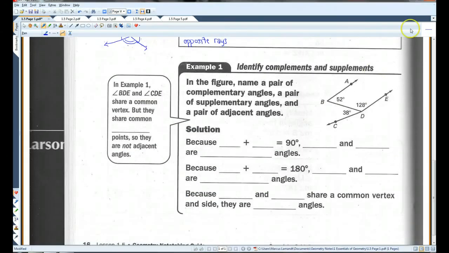Alright, example 1. In the figure, name a pair of complementary angles, a pair of supplementary angles, and a pair of adjacent angles. Alright, remember, complementary means it adds up to 90 degrees. 52 and 38 add up to 90 degrees. Therefore, ABD, that's the 52 degree angle, and CDB, that's the 38 degree angle, are complementary angles.